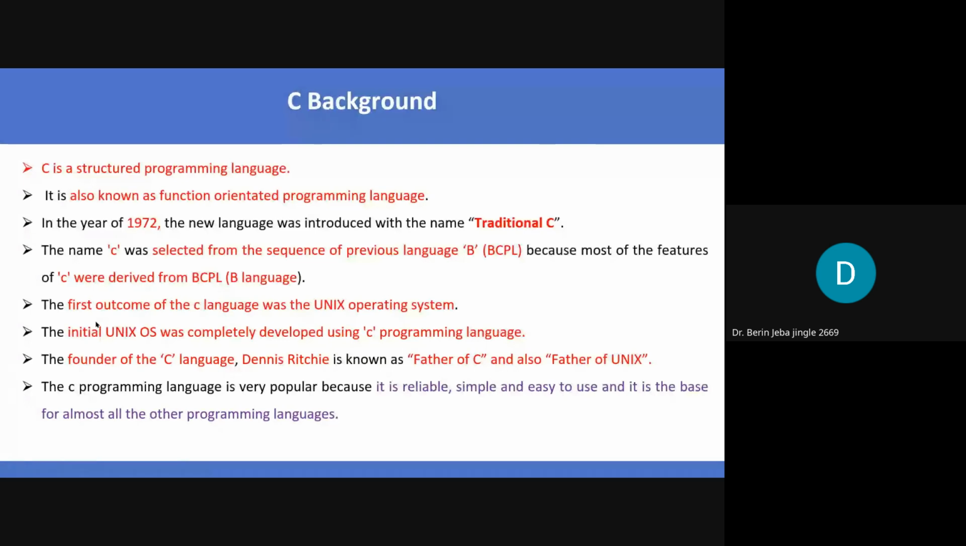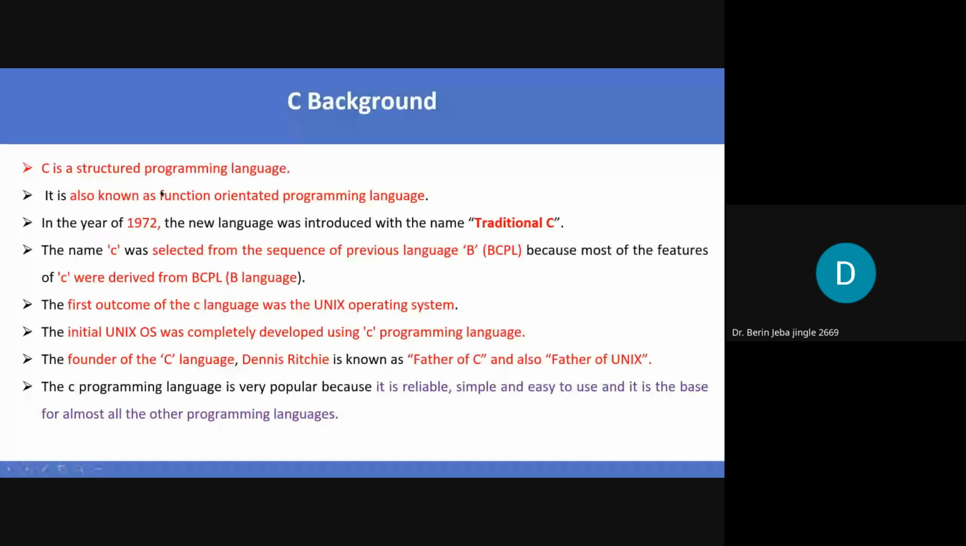Then we can see what C is in depth. C is a structured programming language. It has a specific structure, with syntax and semantics to write each and every code. For each and every statement there is a syntax for developing a C program. It is also known as a function-oriented programming language. C++ and Java we call object-oriented programming languages, but C is a function-oriented programming language.